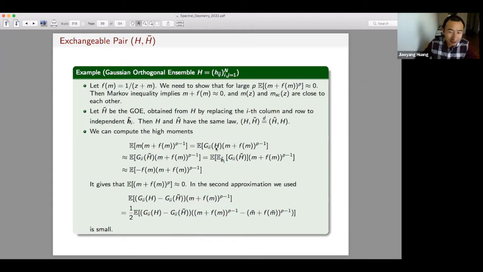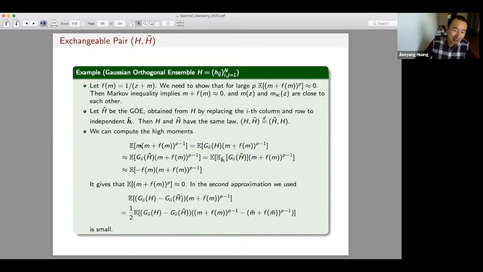And then after you replace H by H tilde, because only H tilde depends on the bold h tilde, we can integrate out the ith column and ith row of H tilde, exactly as in the last slides. For this expectation, we will get this minus f(m), 1 over z plus m.